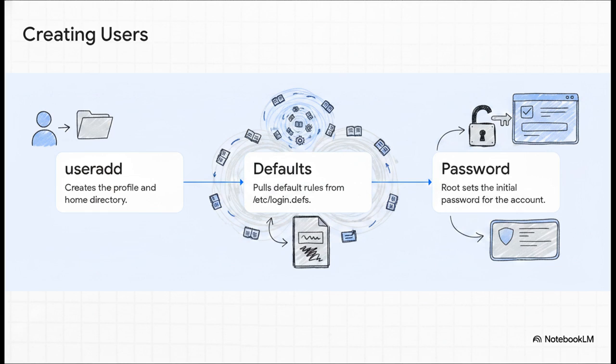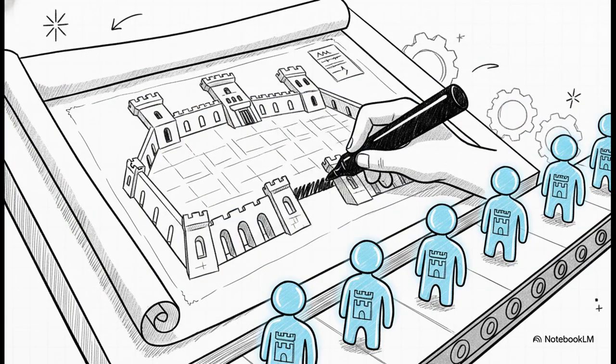But wait, the user still can't log in yet. Root has to jump in one last time to set an initial password and actually activate the account. Now, what if you want to alter the actual blueprint of the castle? Say you want every single new user from this day forward to automatically use a different default shell, like the C shell, /bin/csh, instead of bash. You definitely don't have to manually specify it every single time. You can simply tweak a /etc/default/useradd file. By modifying these foundation files once, administrators can customize the exact default for all newly created accounts across the entire system.